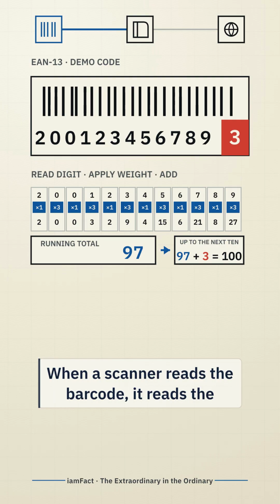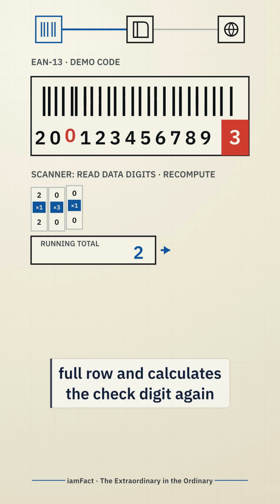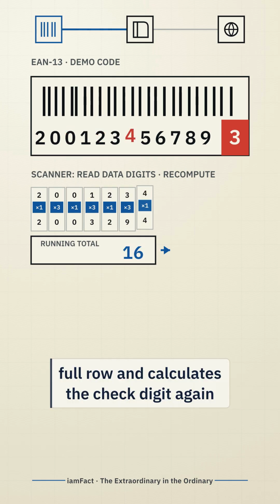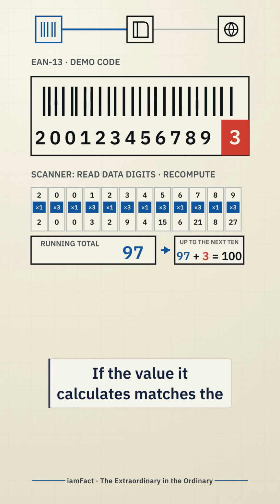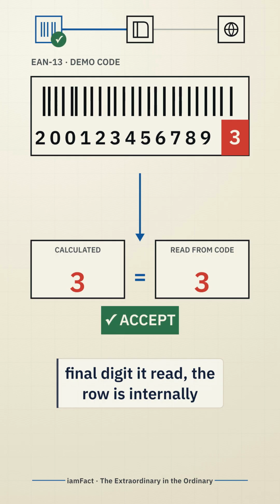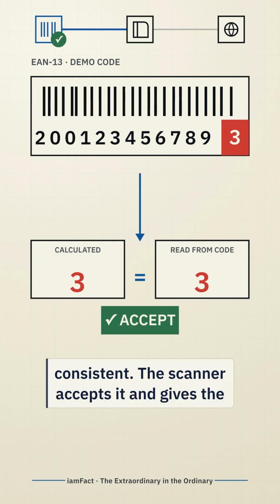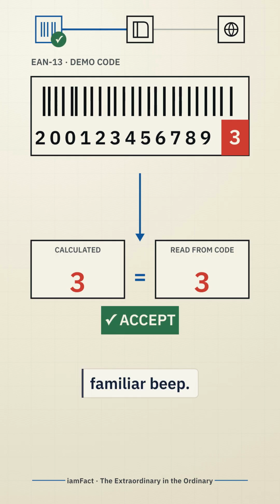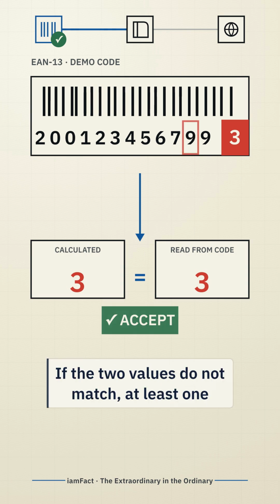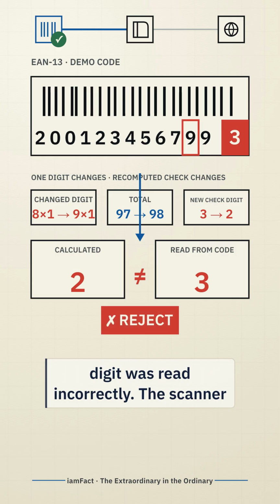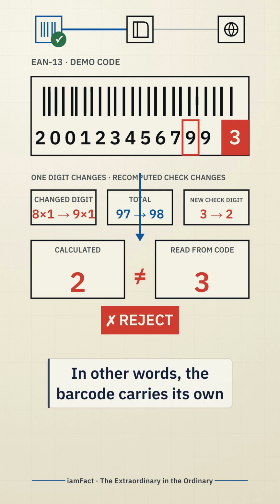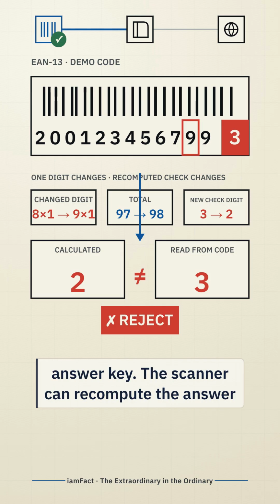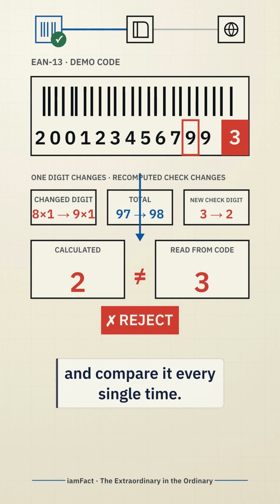When a scanner reads the barcode, it reads the full row and calculates the check digit again from the data digits. If the value it calculates matches the final digit, the row is internally consistent. The scanner accepts it and gives the familiar beep. If the two values do not match, at least one digit was read incorrectly. The scanner rejects the row and asks for another scan. In other words, the barcode carries its own answer key. The scanner can compare it every single time.